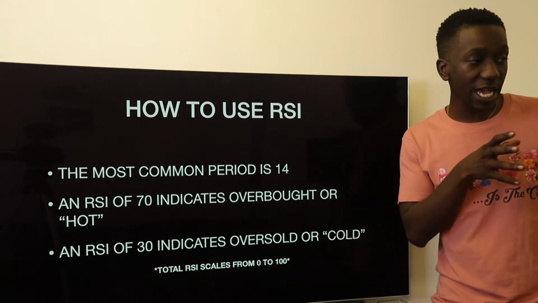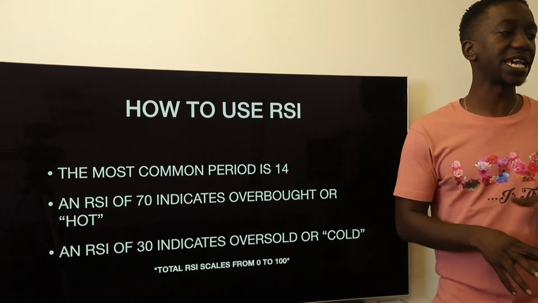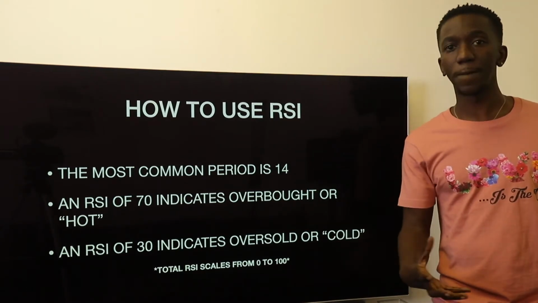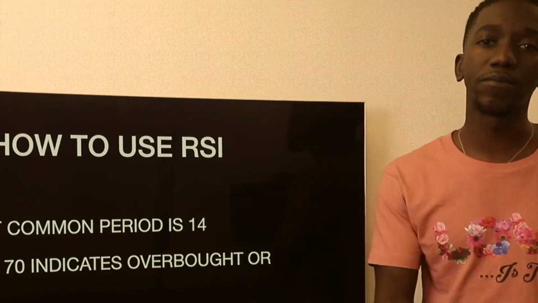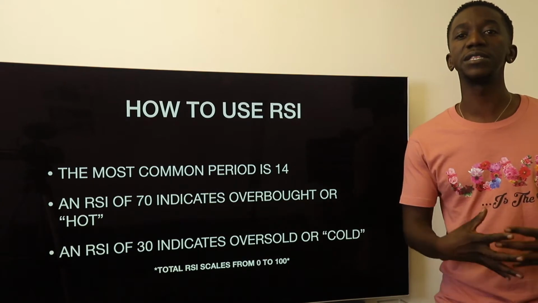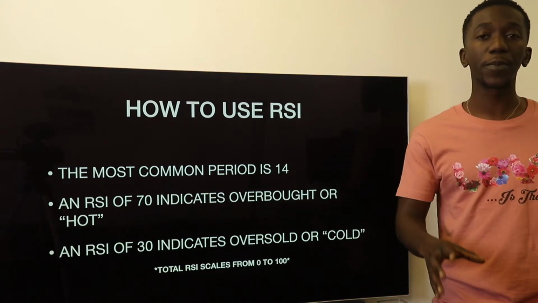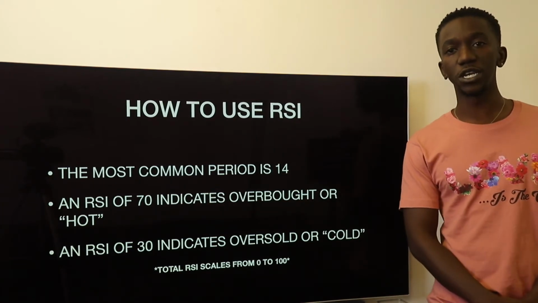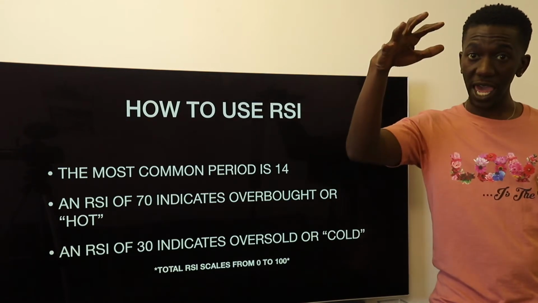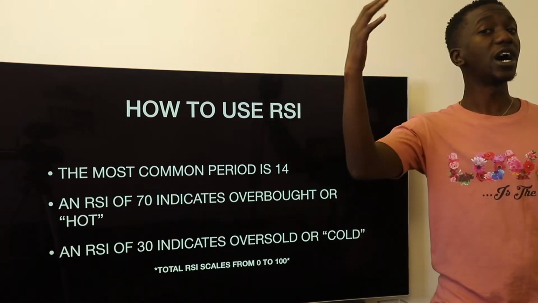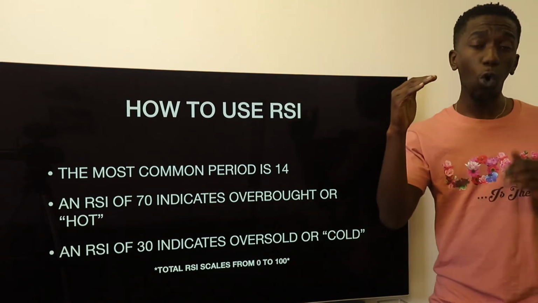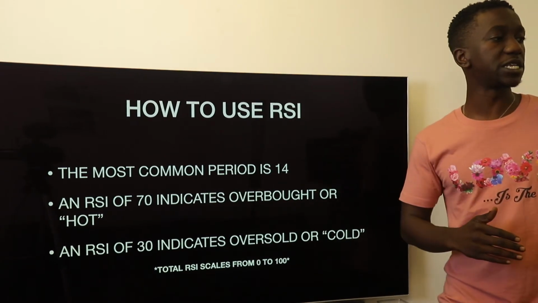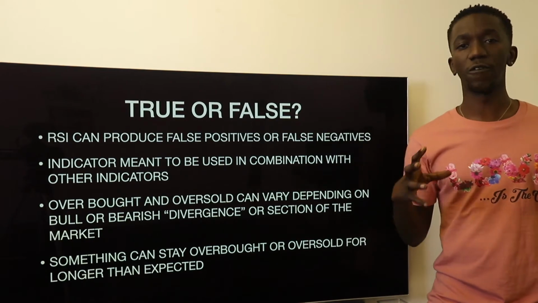And again, an RSI of 30 is going to indicate that a stock is oversold or it's cold. Basically means there's buying opportunity there. People are going to probably start buying this stock because they see that it has the potential to go up. One of the key and crucial facts that you need to know, the entire RSI scale goes from 0 to 100. So that means you can have an RSI that's above 70 or below 30. And that's what we'll get into next, the true or false of RSI.